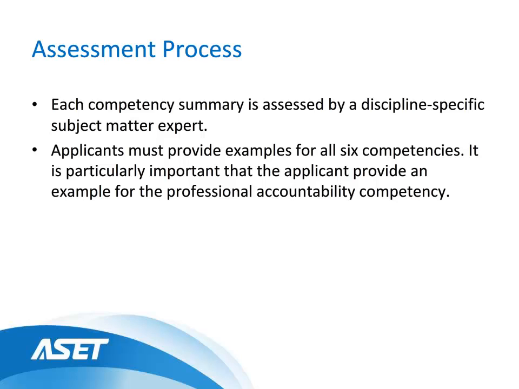Each competency summary is assessed by a discipline-specific subject matter expert. Applicants must provide examples for all 6 competencies. Some applicants attempt to skip the professional accountability competency or do not provide sufficient evidence of competency in this area. This competency is mandatory. 2 assessors are assigned to each applicant file to ensure an objective and equitable review process. If the final file reviewer is not in agreement as to the level of the applicant's competency, this is noted for the Board of Examiners.